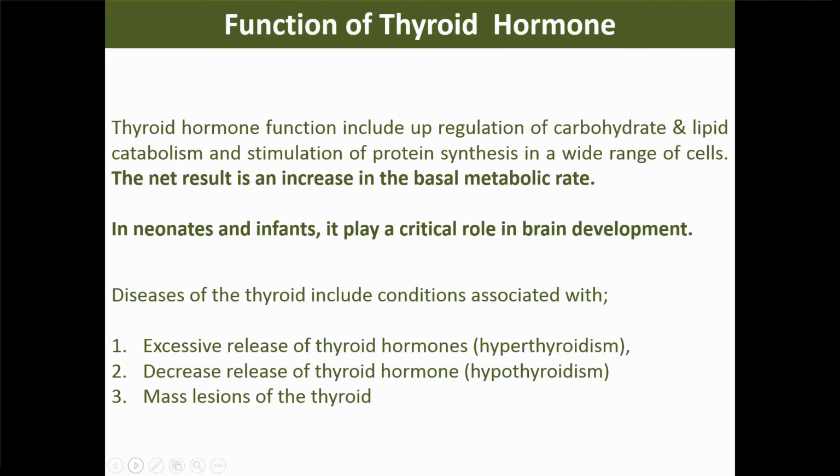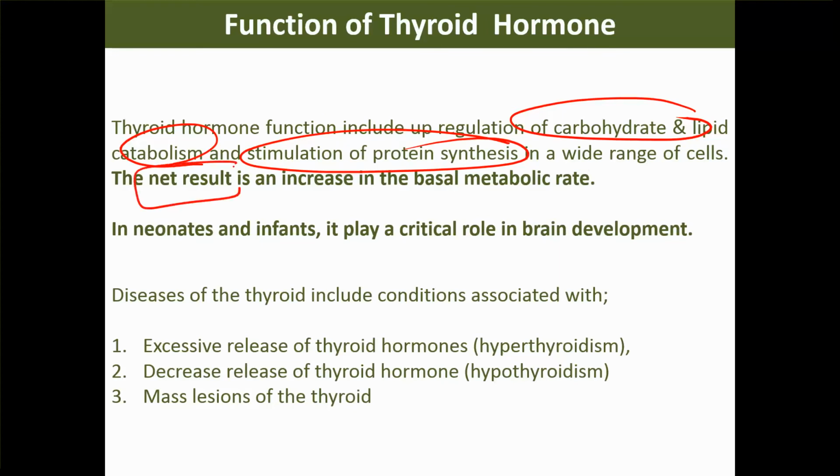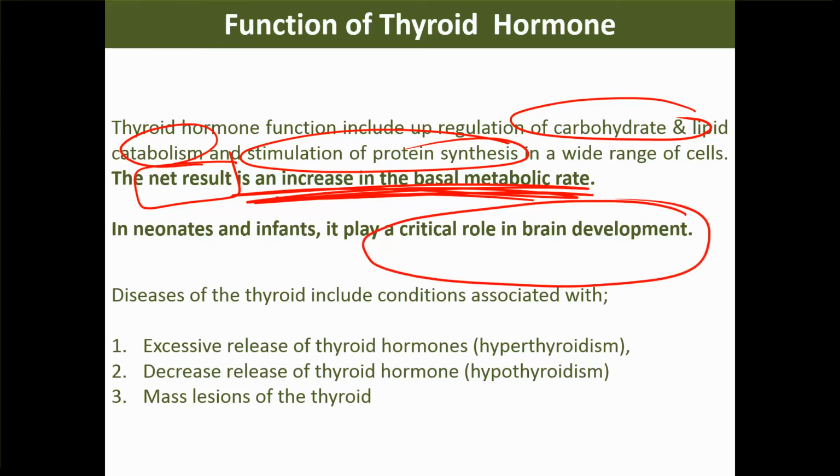Now coming to the function of thyroid hormone. Thyroid hormone accelerates carbohydrate and lipid catabolism and stimulates protein synthesis, and the net result is an increase in the BMR, basal metabolic rate. In neonates and infants, it plays a major role in brain development. That's why if hypothyroidism occurs in infants and neonates, it affects their brain development and they become mentally retarded. This is something you should keep in mind.